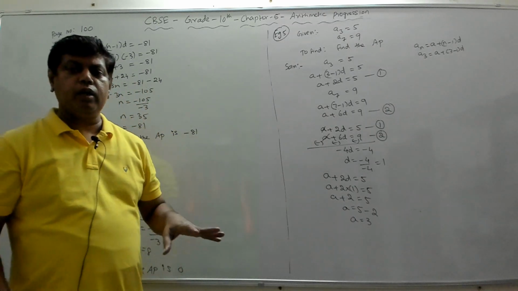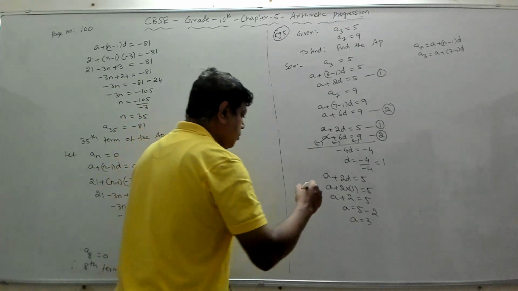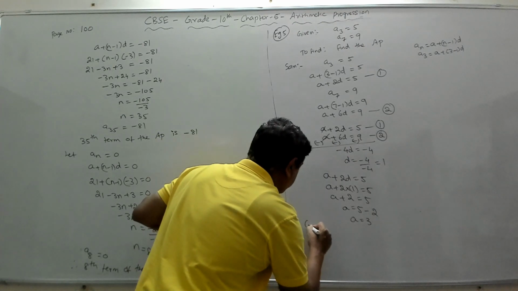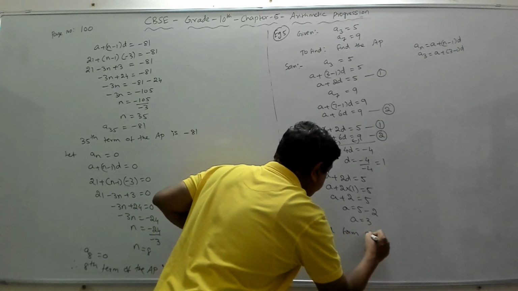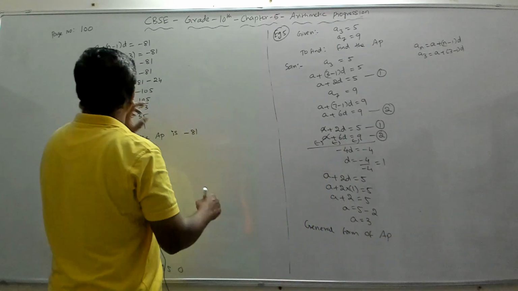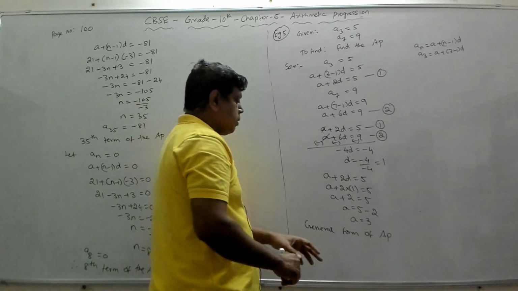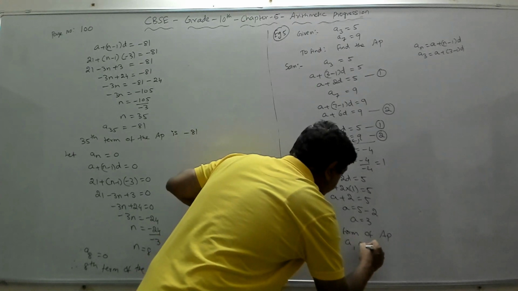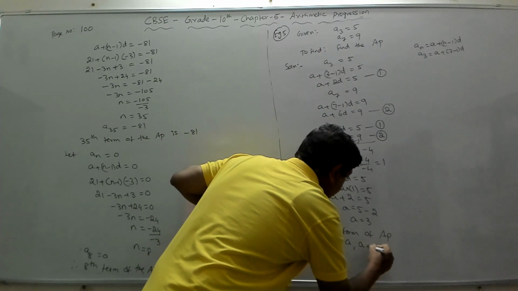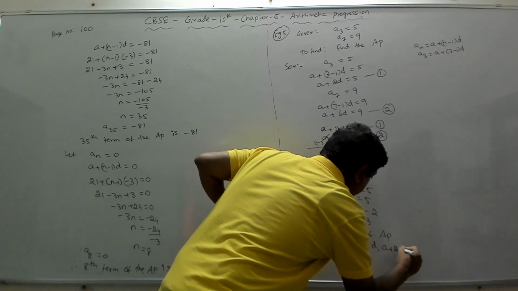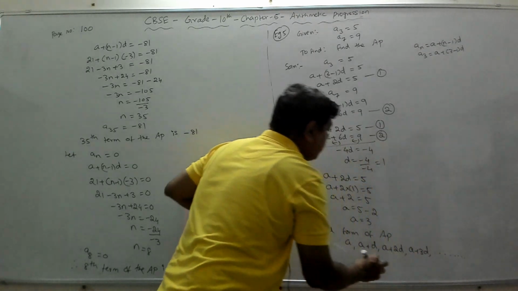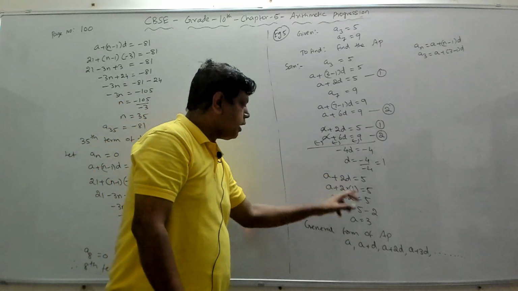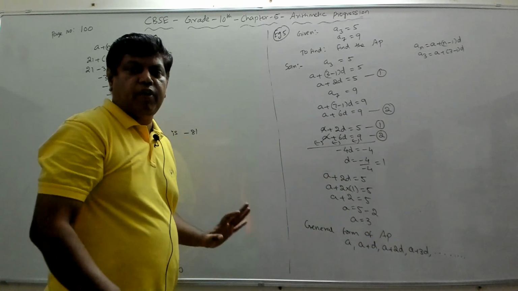Once you know A and D, we know the AP. So what is the general form of the AP? The general form of an AP is A, comma, A plus D, comma, A plus 2D, comma, A plus 3D, comma, dot dot dot. This is the general form of an AP. So here you substitute A and D, and we'll get the AP.